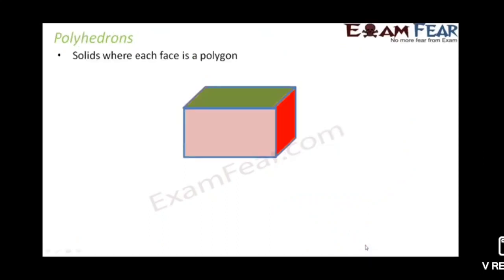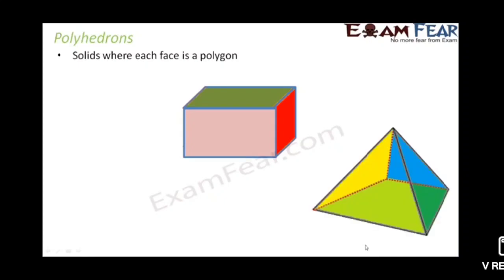Now the next is polyhedrons. What is the meaning of polyhedrons? A solid where each face is a polygon. A polygon is a 2D shape which is made up of 3 or more line segments. Some polygons have special names, for example rectangle, square. A polygon is a 2D shape made only of line segments. Understand the meaning of line segment. Now see, this is one more example. It is a pyramid. Yes, you can see the pyramid.